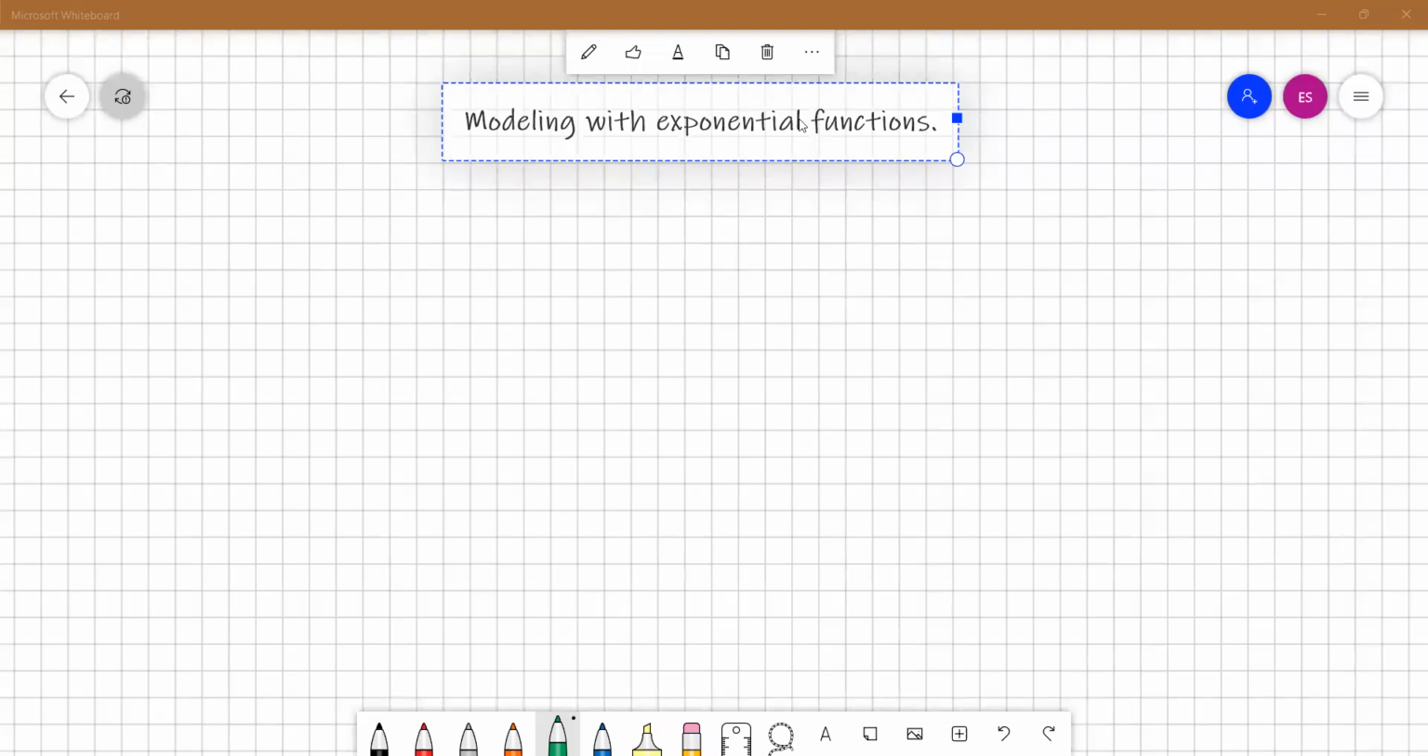Hello everyone, today we're going to learn how to model with exponential equations. Basically, guys, there are two major problems which can be solved using exponential equations. Problem number one is population growth. Population growth happens when you have some natural population, which can be people, bacteria, cats, anything which grows by producing offspring.